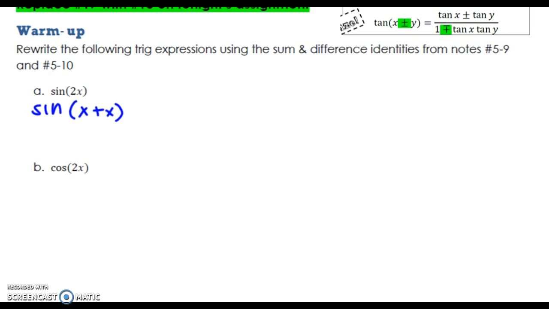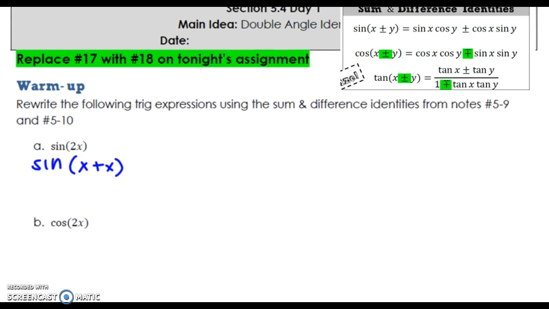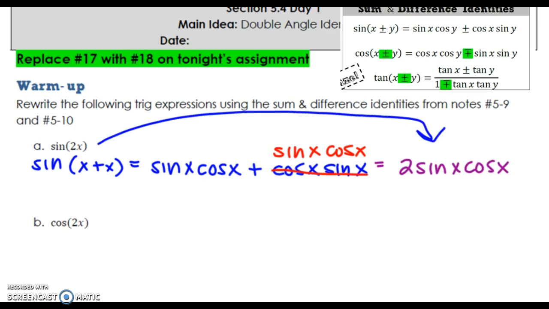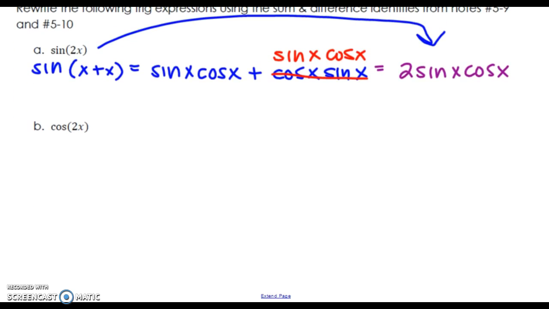plus x, and using our identity I can expand that into sine of x cosine of x plus cosine of x sine of x. The commutative property of multiplication tells me that I can take this one and rewrite it as the red version. So now I have two of these, so twice sine of x cosine of x. Equivalent expression. So I can take this sine of 2x and simplify it down into that nice little identity, or replace it, and that's what we're going to work with today.